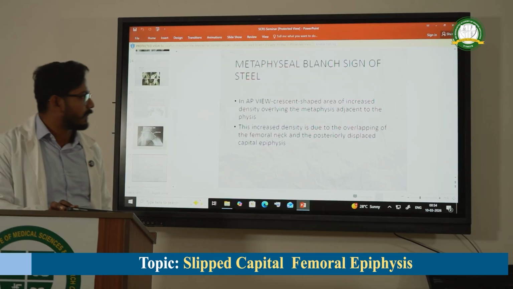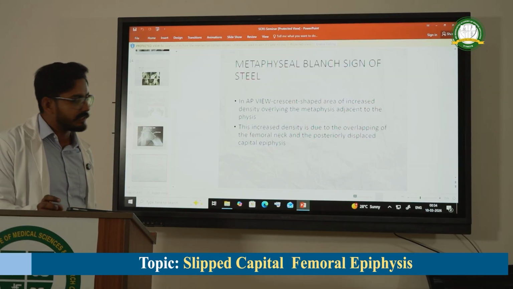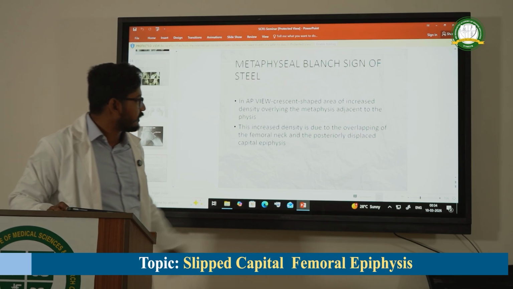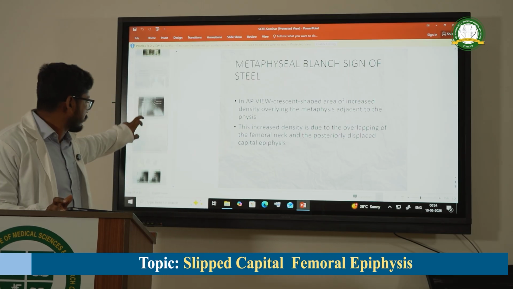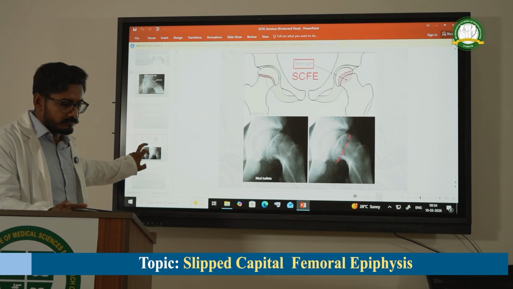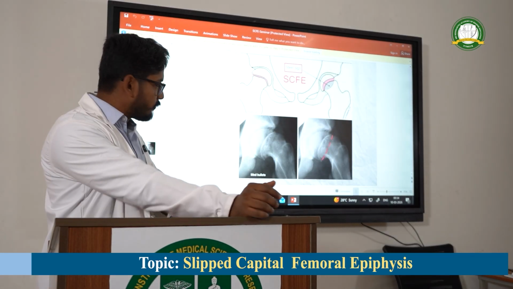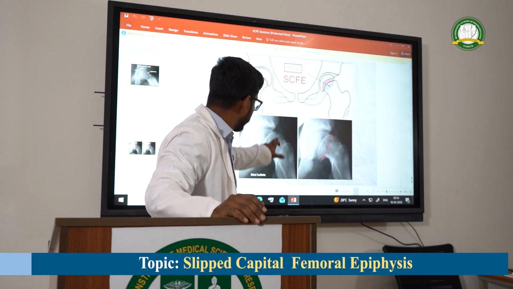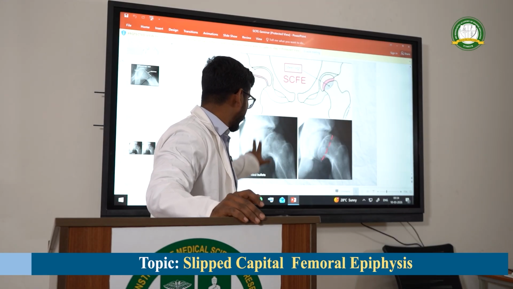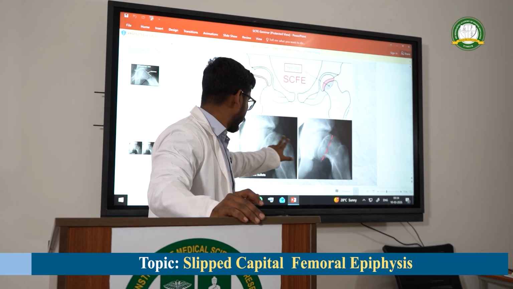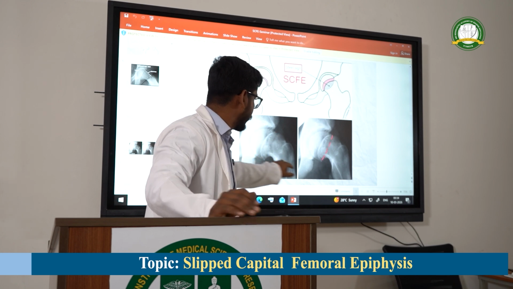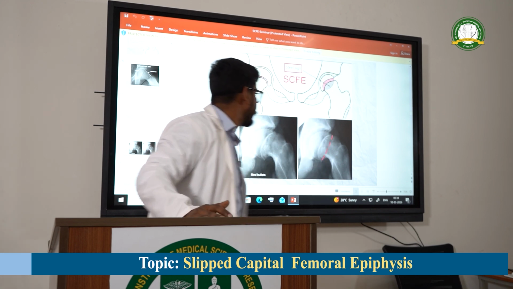And coming to metaphyseal blanch sign of Steel. In the AP view, I can explain here. In the AP view, there is a crescent-shaped increased density overlaying the metaphysis. Because of the overlapping of the epiphysis over the metaphysis, there will be increased density here. It has been marked here.